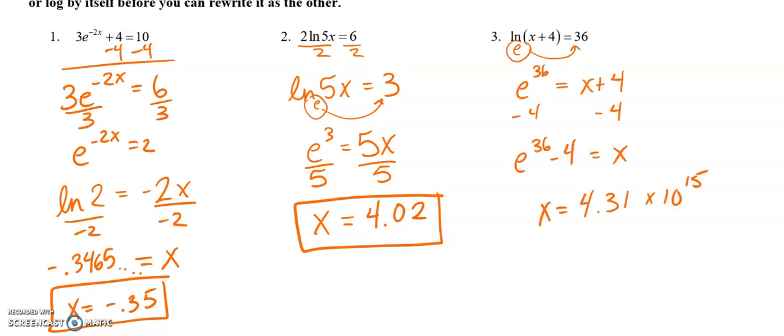Okay, so when you rewrite it, you get e to the 36 minus 4. e to the 36 is a ridiculously big number. It goes in scientific notation, 4.31 times 10 to the 15th. Crazy number. Probably won't give you any like that later.